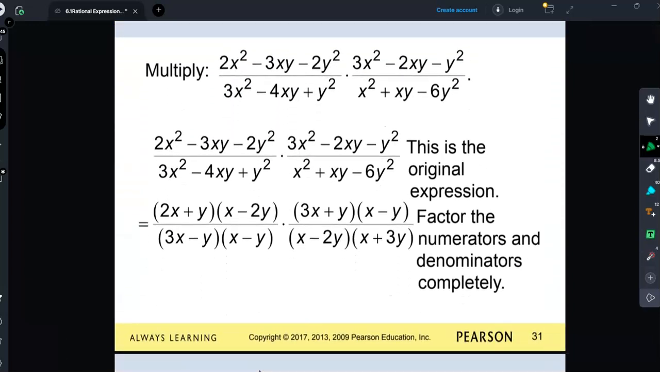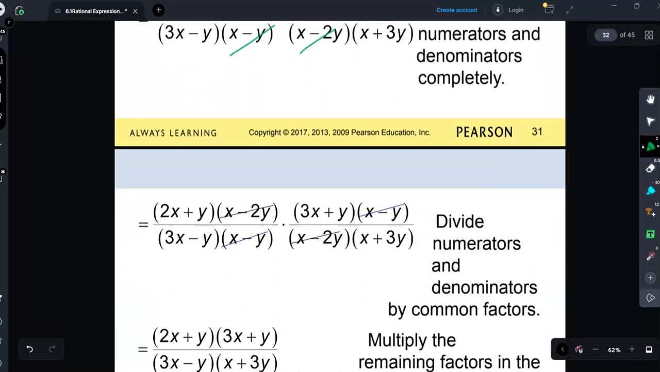So this is a very, very big polynomial. They factored both sections of each of these rational expressions. So here we go. And then we have to cross out anything that's common, right? So this and this are common, this and this are common. The rest are not. So let's go and see what they did.